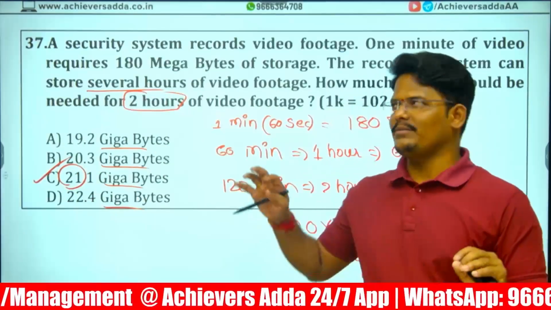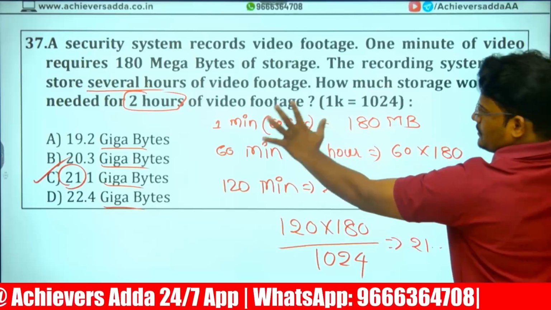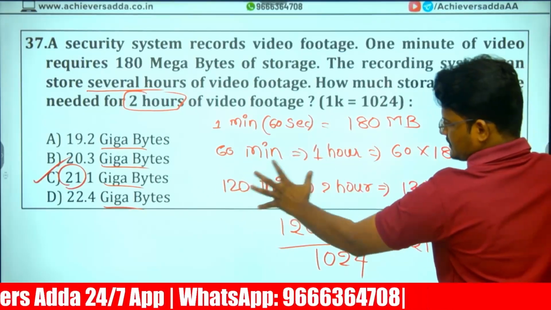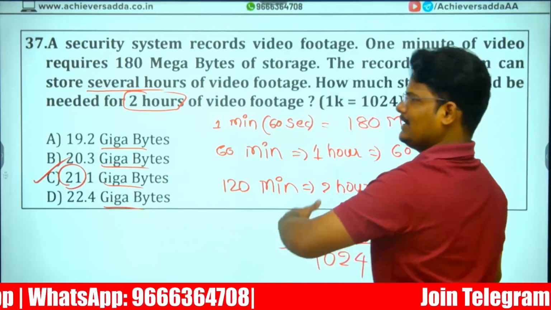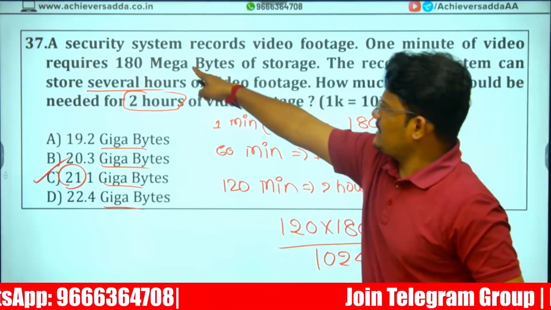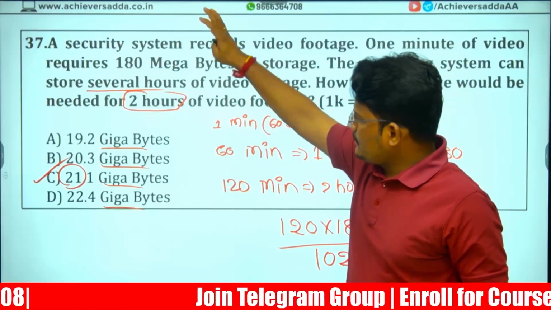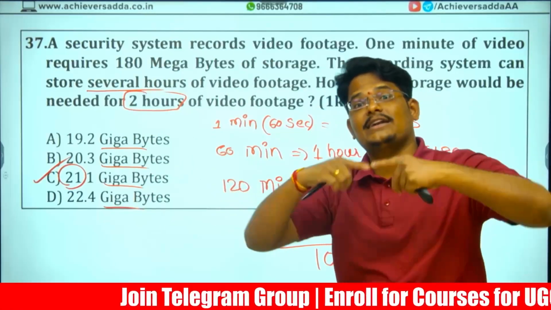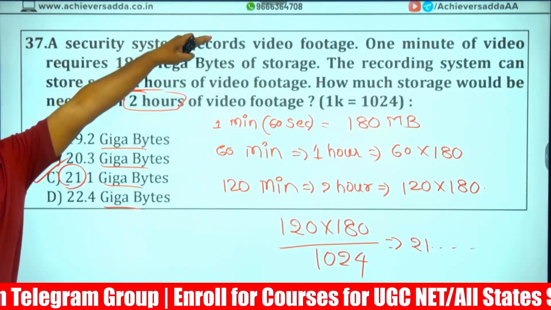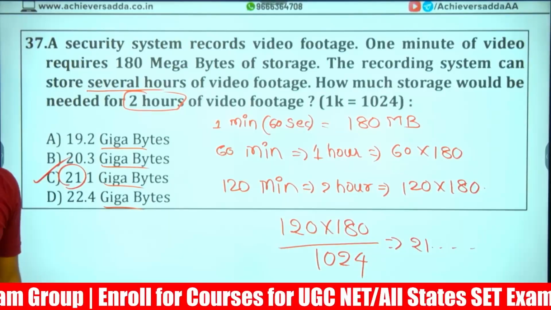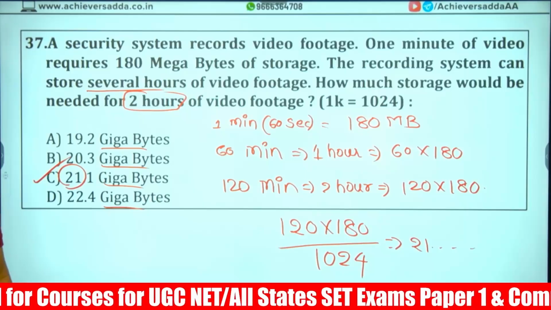First, write down with the simplification whatever data is given. 1 minute, 180 MB, which is 60 seconds. So 1 hour equals 60 minutes, 2 hours equals 120 minutes into 180, divided by 1024 for GB. MB data is given, that's why we divided by 1024. If the GB data is given and options are in MB, we will multiply by 1024. Because when the bigger unit is given and the option is smaller, we multiply. If the data is in small and the options are bigger, then we will divide.